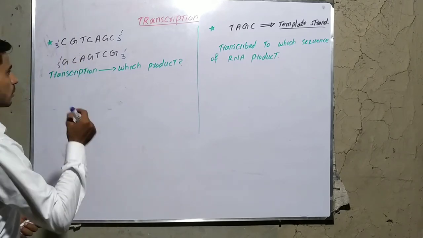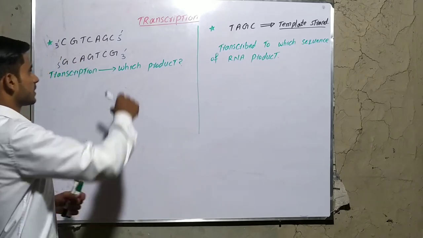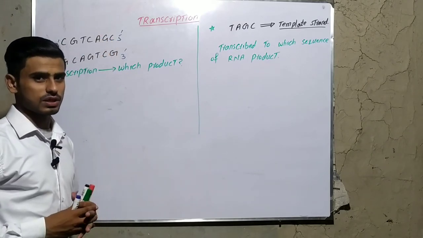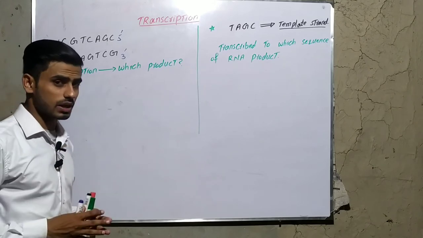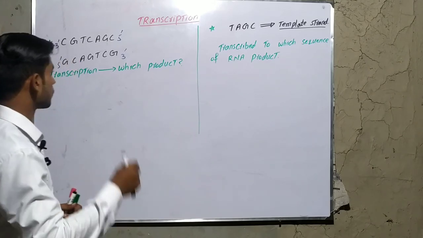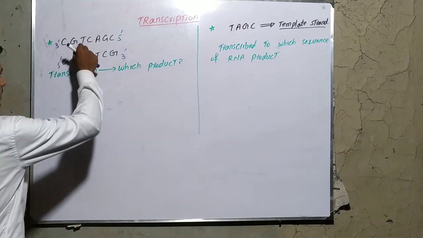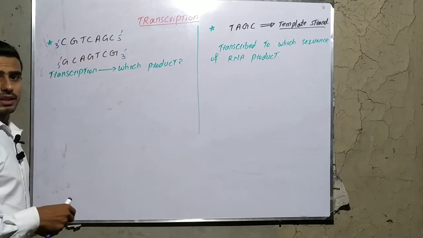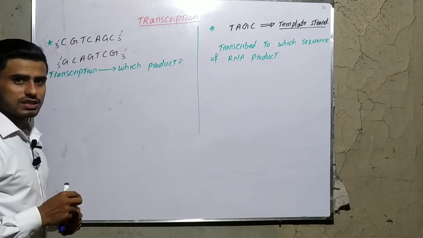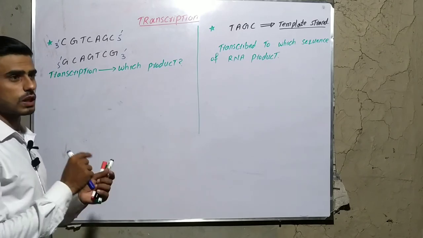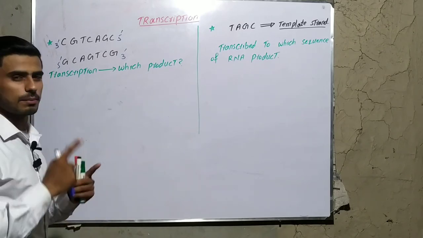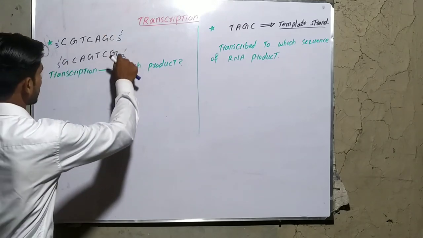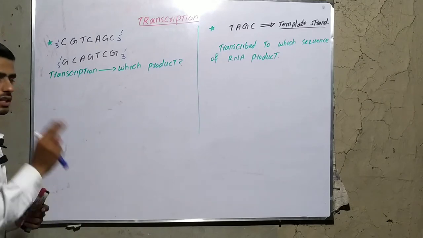First, you must know which strand. This is a double strand, so which strand is the template strand and which strand is the coding strand? Because which strand is going to be transcribed? The template strand. So first you must know which strand is the template strand and which is the coding strand. Now we know that the strand which is going to be transcribed from the 3 prime end to the 5 prime end will be the template strand. So this may be the 3 prime end to the 5 prime end, and this is also 3 prime end to 5 prime end. There are two strands.